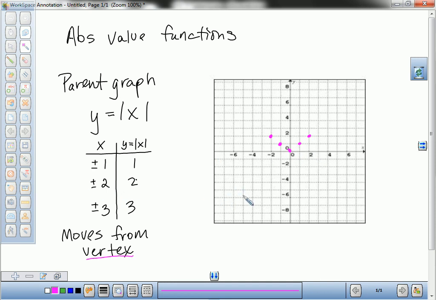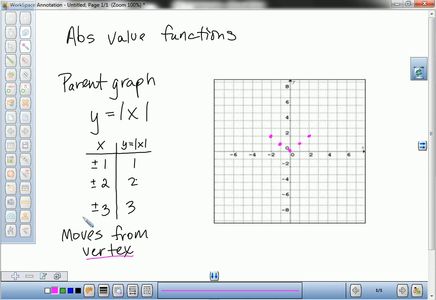Yes, ma'am? How do we know it was 0, 0? Well, if we plugged in 0 for x, we'd get out 0 for y. So with every parent graph, it starts off at the origin. Yes, sir? No, we're going to shift it in just a minute. So we're going to take this one parent graph and we're going to move it around.